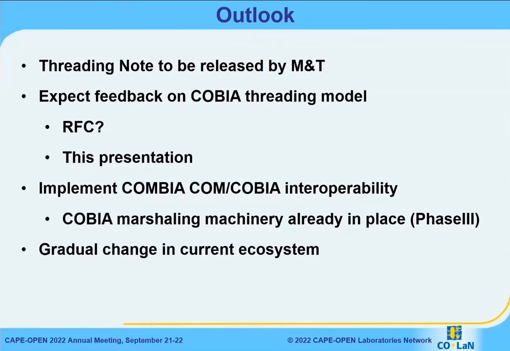And what I personally expect, this is my personal expectation, it is not necessarily a view of the MNT6, is that over time we'll gradually see a change in the current ecosystem where people move to COBIA essentially, or advertise their COM PMCs as both if they want to stick to COM. And the threading, marshalling delays will hopefully slowly fade out.